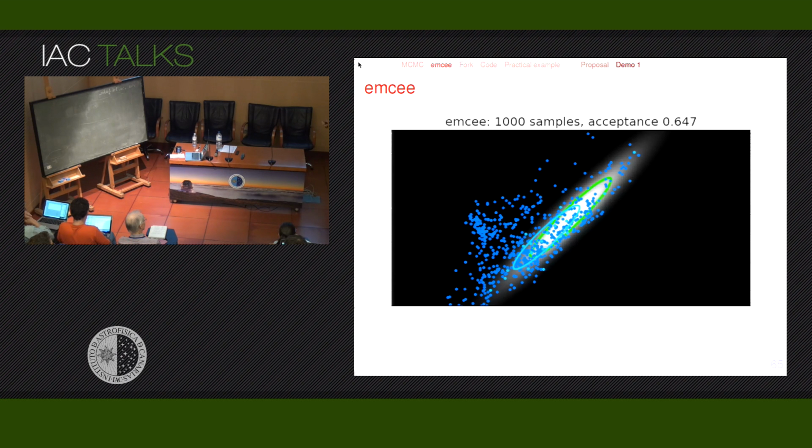Sorry, I didn't finish the algorithm. Then you make the same decision as in Metropolis-Hastings: is this better or worse? It's accepted if it's better, and accepted if it's worse by drawing a random number and comparing it to a uniform random.